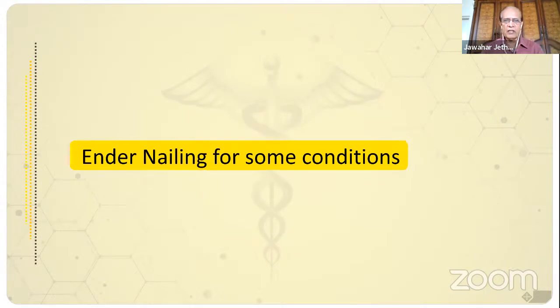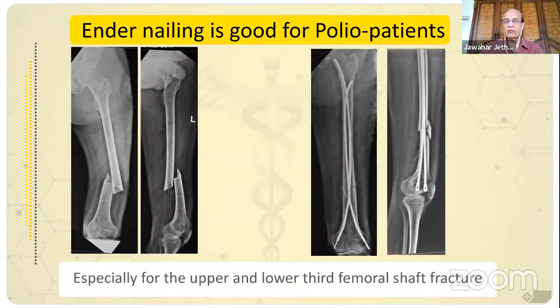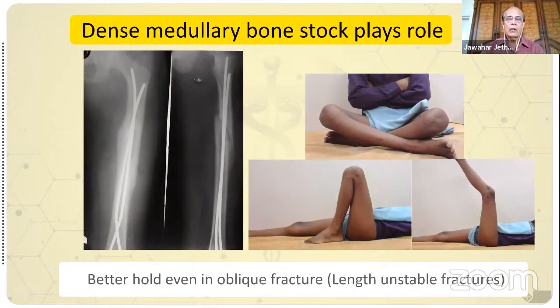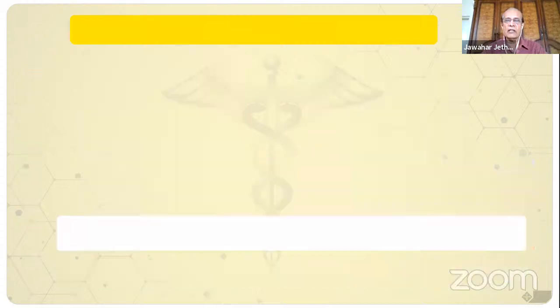Now, let me go to some of the conditions with nail. It's a good implant for polio patients where you have a very good fixation by the nail for the shaft femur fractures, especially for the upper third or lower third where you are not able to put the apex exactly at the fracture site, then stiffer nails are better. And these are the other cases where you can get good fixation in length unstable fractures. In pediatric patients, the dense medullary bone stock plays a major role, and you will be able to prevent further shortening, because in the pediatric age group, a dense medulla is going to hold these nails very well.